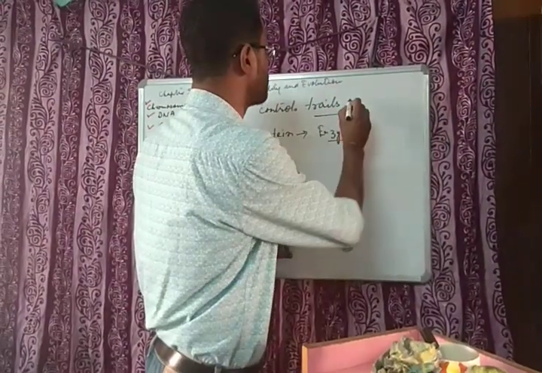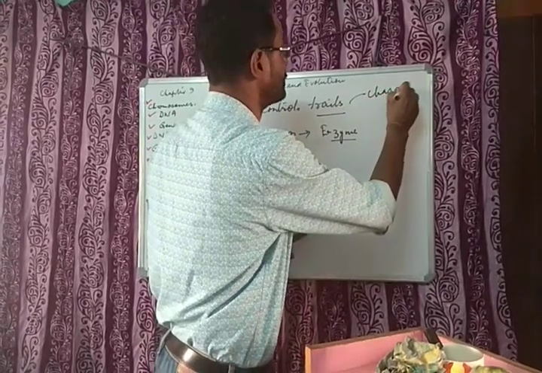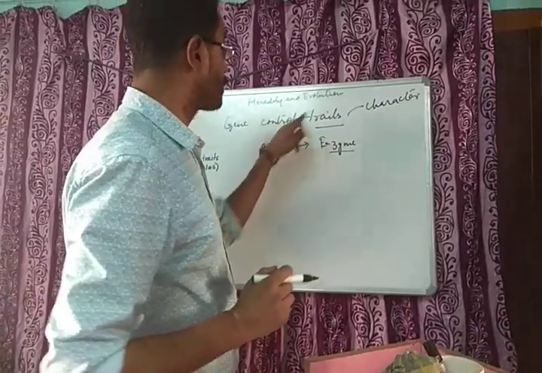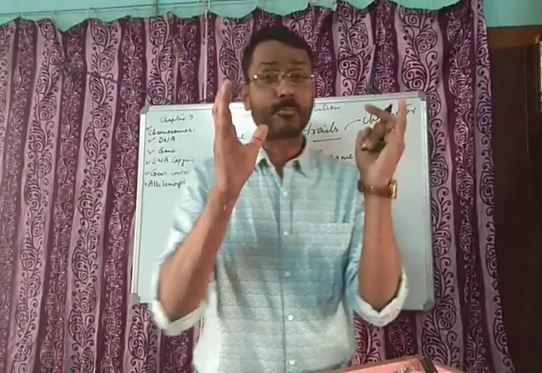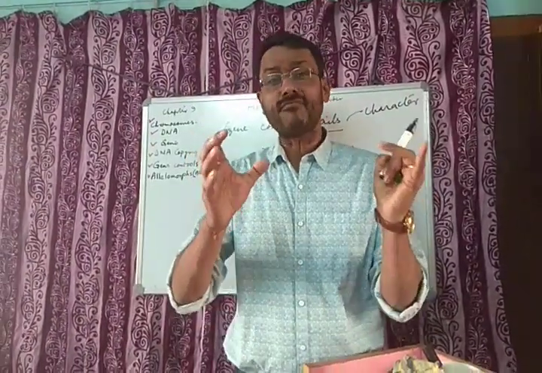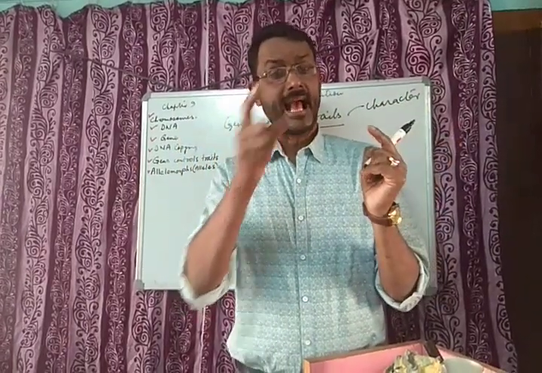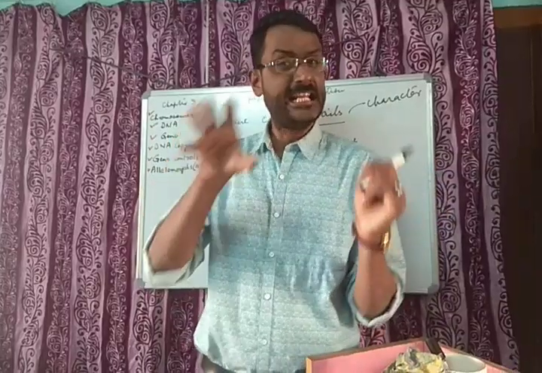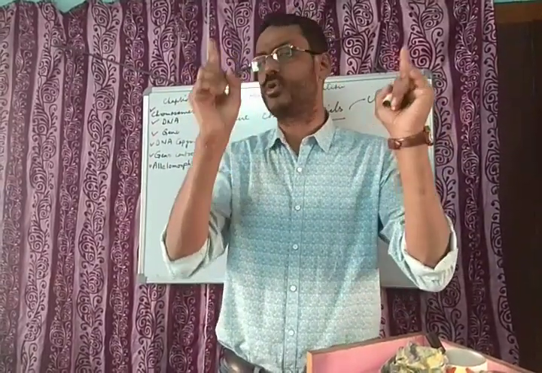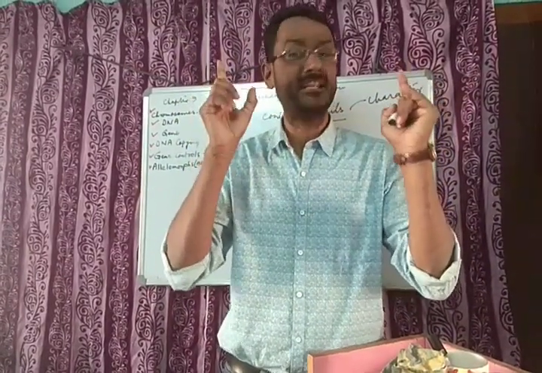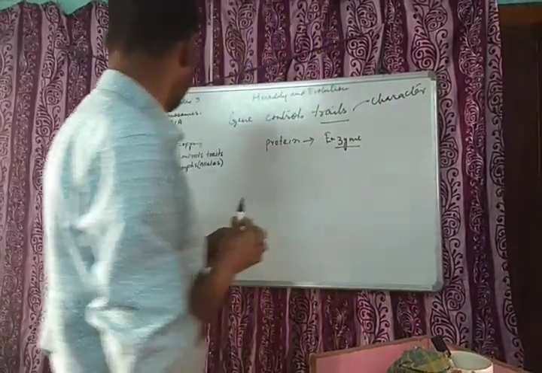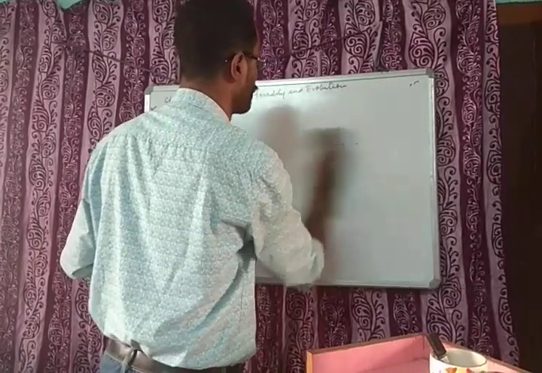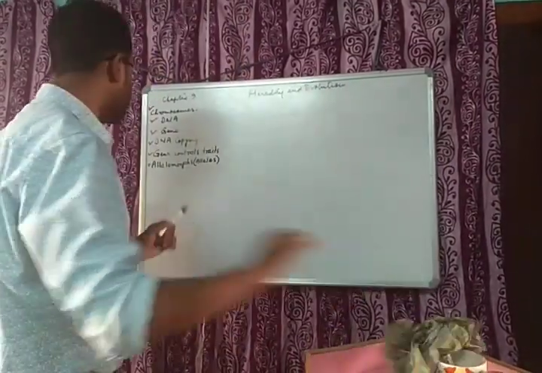Now, how does gene control traits? What is the meaning of traits? Traits means character. How does gene control traits? Gene produces a type of protein, and that is the enzyme, which helps in giving the character. That is the most important in knowing the inheritance.